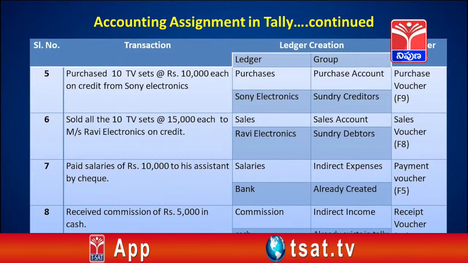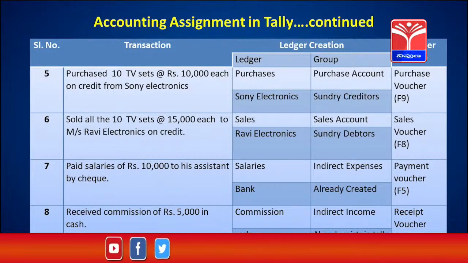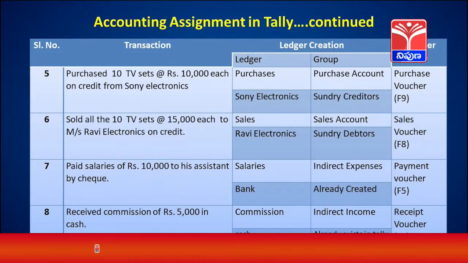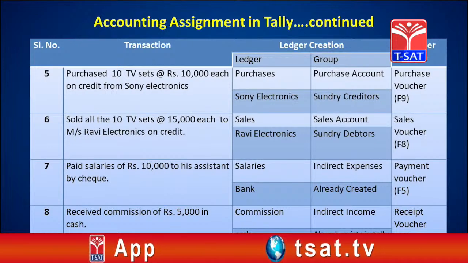Then the next transaction is sales. He made a sale of all the 10 TV sets to Ravi Electronics on credit. For this transaction, you have to create 2 ledgers: sales account under sales group, and Ravi account under sundry debtors group.